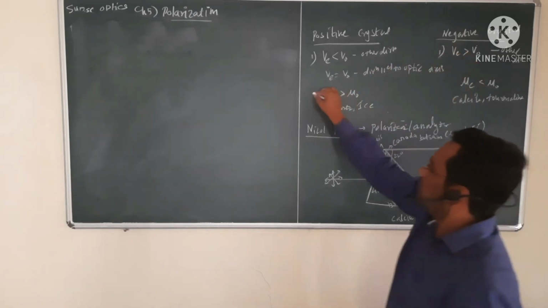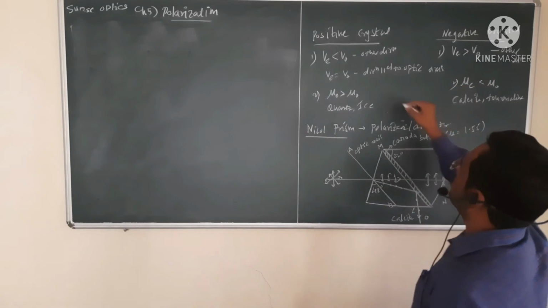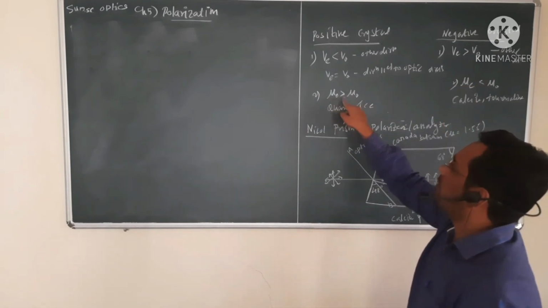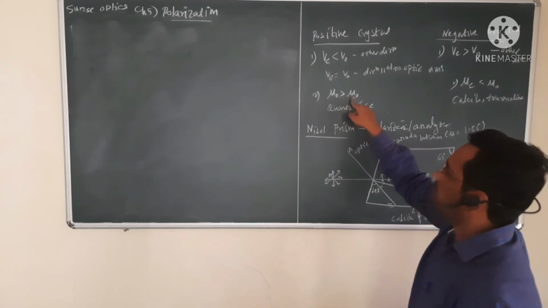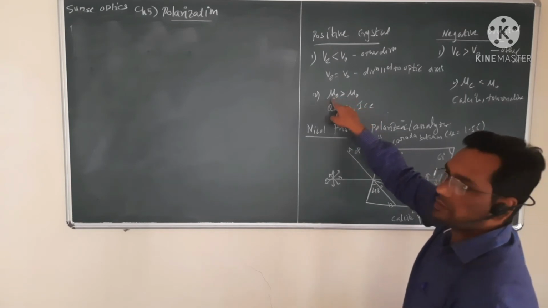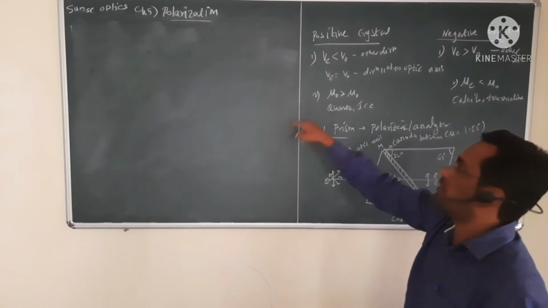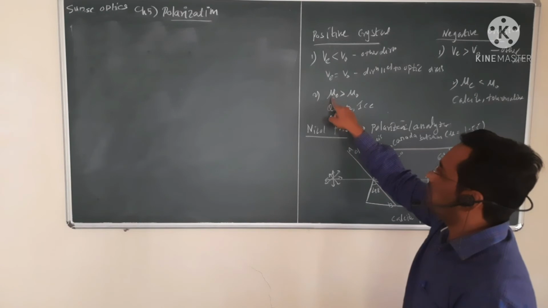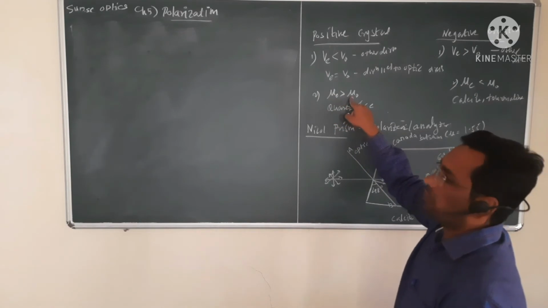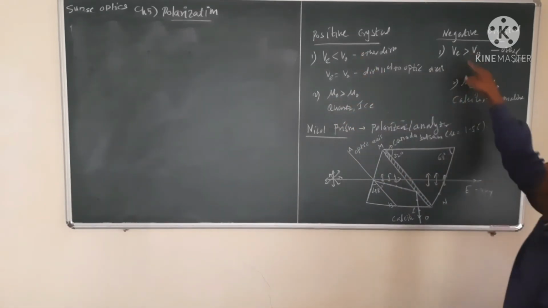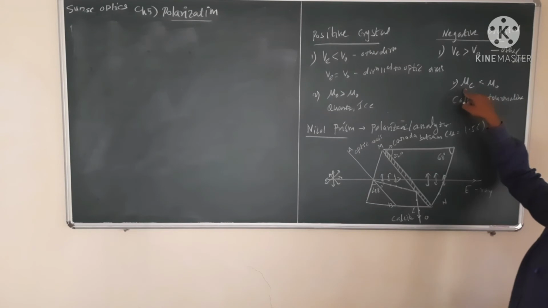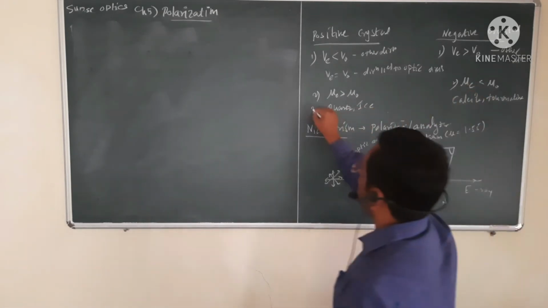Then the next difference between positive and negative crystal: in a positive crystal the refractive index of the extraordinary ray is greater than that of the ordinary. Refractive index is the ratio of c divided by velocity. If you convert this in terms of refractive index, you get that the ordinary ray has greater velocity for a positive crystal, and for a negative crystal the ordinary ray has greater refractive index compared to the extraordinary ray. So this is the second difference.